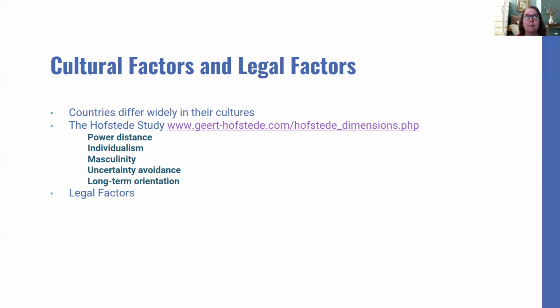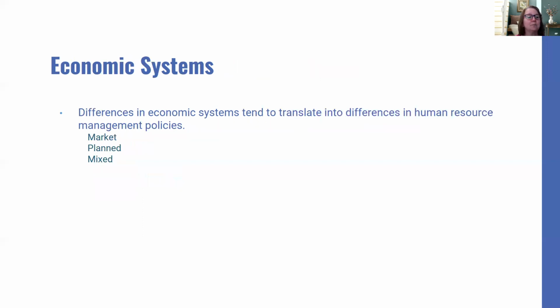So, for example, in one country, an employer may be able to fire someone at will. In another country, you may have to get permission from the government to fire someone. So you need to really understand those things, okay? And so you need to understand the legal factors behind the cultures as well.